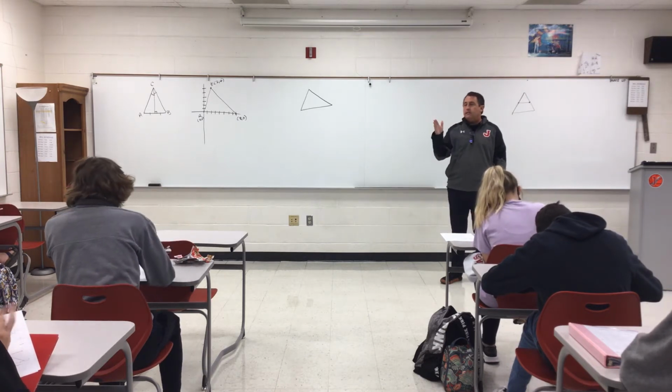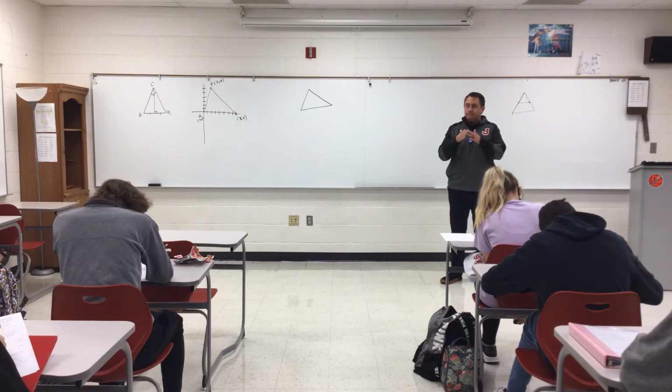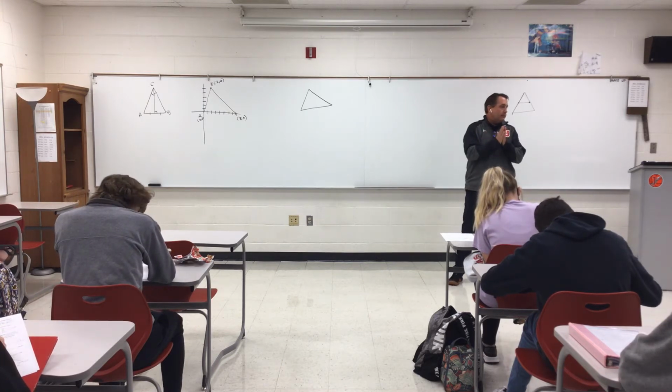What is important is the angle bisector bisects the angle. The perpendicular bisector bisects a side. Does that make sense, everybody? So it could go anywhere.